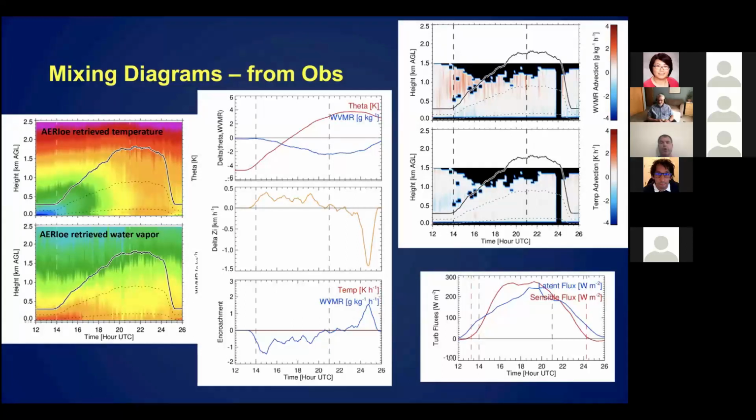You can also derive the encroachment term directly. You can see the changing depth of Zi with time, that's del Zi del t in the middle there. And then from that, the encroachment term is on the lower middle. And using Tim's advection values, you have the advection of moisture and temperature here, and then of course latent and sensible heat flux. So with basically the AERI together with the ECOR station, you can get everything you need to do a mixing diagram.